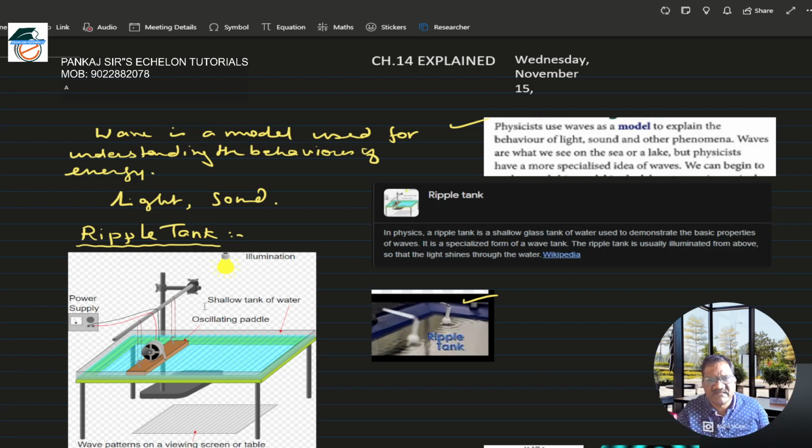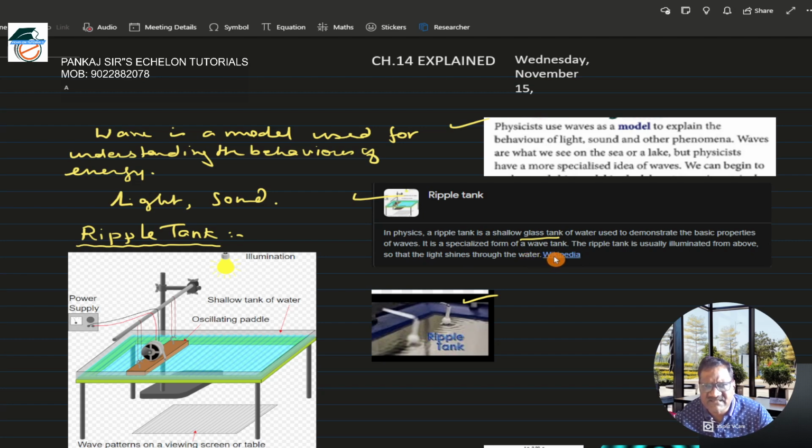This is a diagram of a ripple tank. In physics, a ripple tank is a shallow glass tank. That's important. It's a glass tank of water used to demonstrate the basic properties of waves. The basic properties of waves are the wavelength, the frequency, the peaks of the wave, the troughs of the wave, etc.